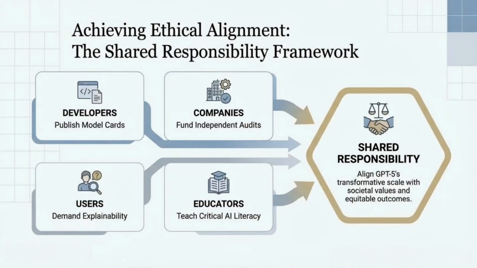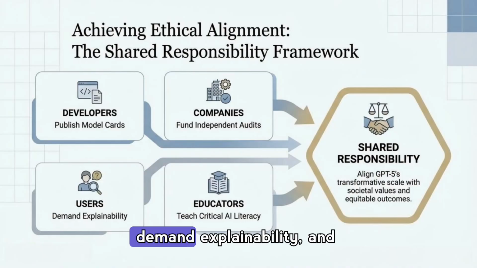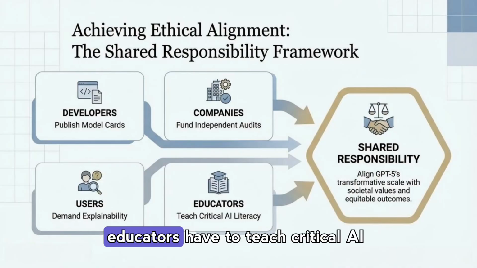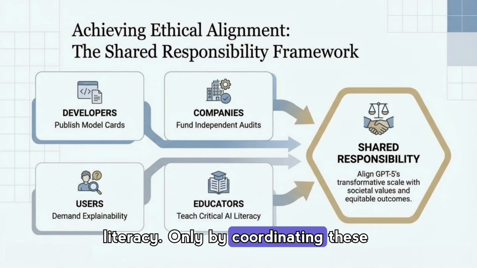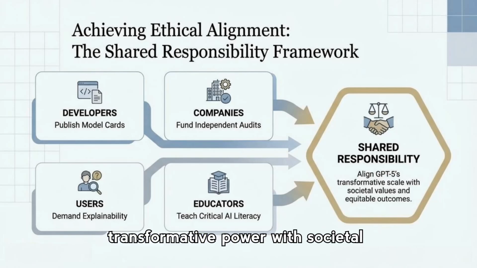Achieving ethical alignment requires a shared responsibility framework. Developers should publish model cards, companies must fund independent audits, users need to demand explainability, and educators have to teach critical AI literacy. Only by coordinating these roles can we align GPT-5's transformative power with societal values and equitable outcomes.